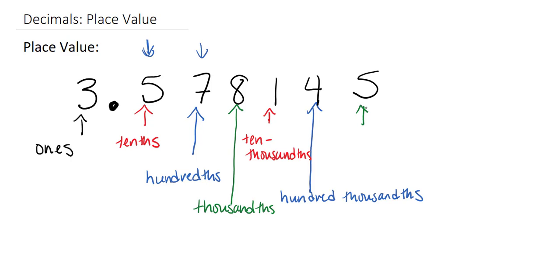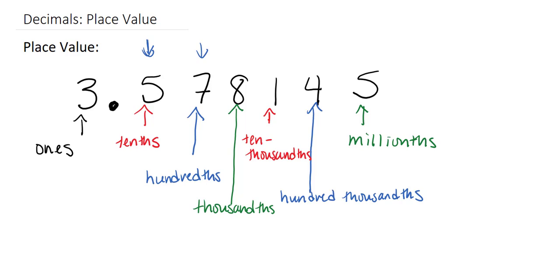Then lastly, we'll cover our millionths place value. And this will just continue. If we keep going with more numbers, we would get to our 10 millionths, then we would get to our 100 millionths, and then we would go to billionths. So you can just kind of see how there's a pattern here that we're following, but these are what we're going to cover more extensively in the next few examples.